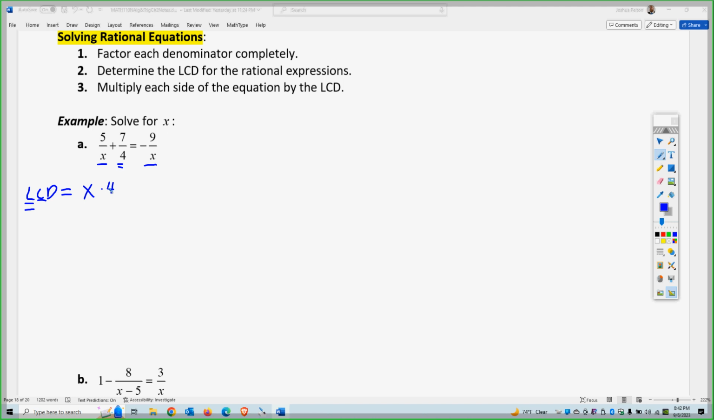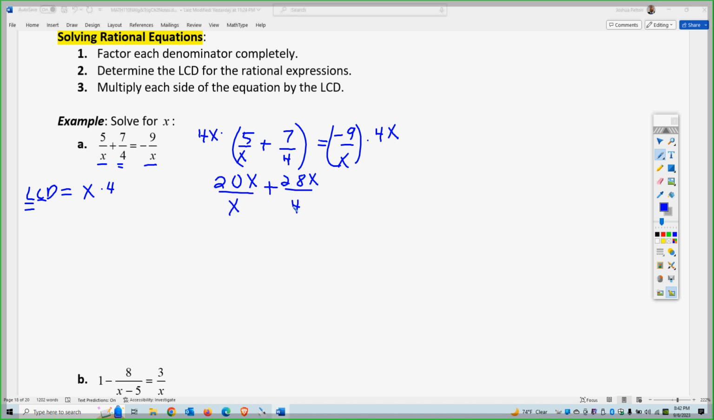Okay, so I'm going to take the 5 over x plus 7 over 4 and multiply that by the lowest common denominator, which is 4x. And take the other side, the negative 9 over x, and multiply that by 4x, because what you do to one side of the equation, you do to the other. You go to the entire side of the equation, not just picking and choosing. So that's 20x over x plus 28x over 4 equals negative 36x over x.